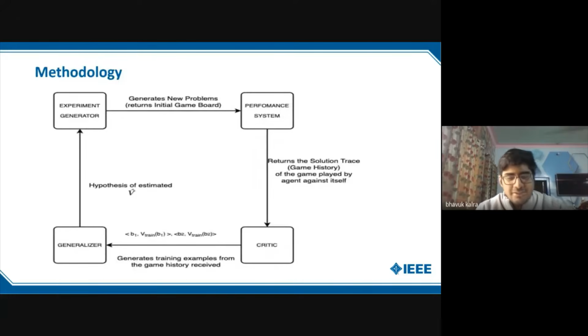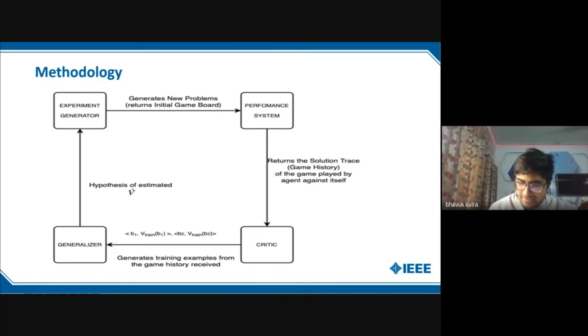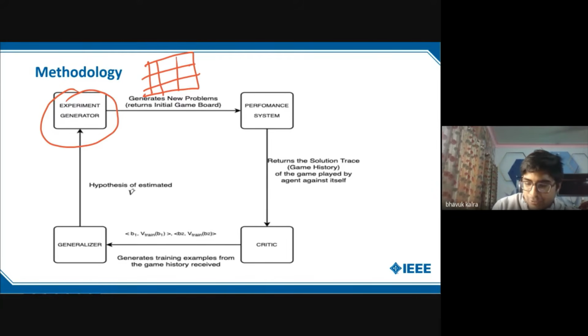So the methodology used in this case is that of a well-posed problem. And there are 4 components in this, the first being an experiment generator. In this case, the experiment generator is what gives us the new board states to try out. Here we are only having a 3x3 tic-tac-toe, which is empty. You can also have a randomized state, but for simplicity purposes, we are having an empty board.